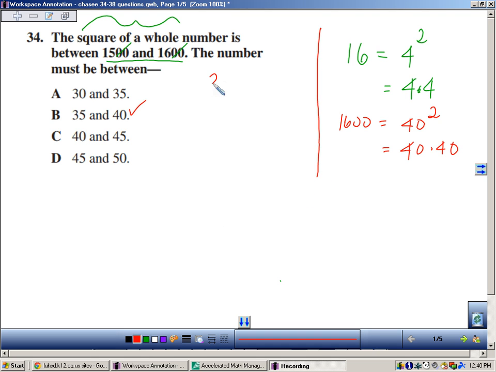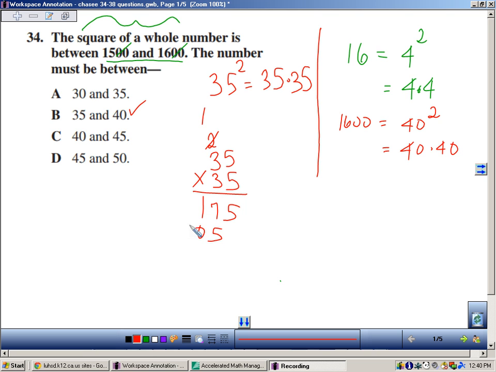So let's check 35. 35 squared would be 35 times 35. And the value of that can be found using a calculator, mental math, or rounding off. What I'd like to try is just good old-fashioned multiplication and multiply this through. And so this is what I have so far.